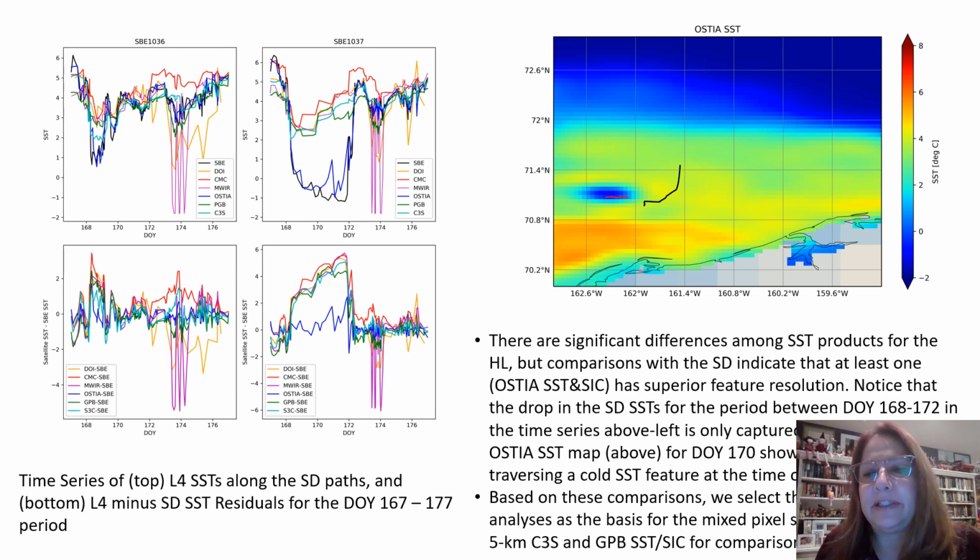As we can see here on the right, the image corresponding to day 170, right in the middle of this period, we see this cold feature that was resolved by OSTIA only, and the Saildrone traversing that feature in pink. So because of this enhanced feature resolution in OSTIA, we selected this product as the basis for the study we're going to explain next. We also consider the CCI and the GHRSST blended because they have the same spatial resolution as OSTIA.